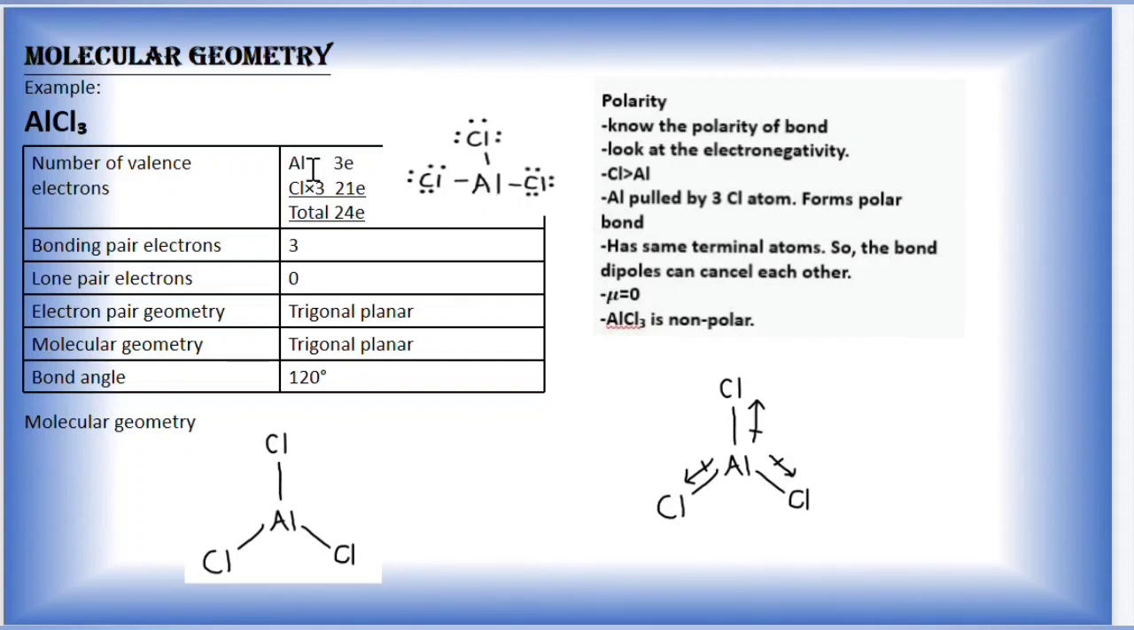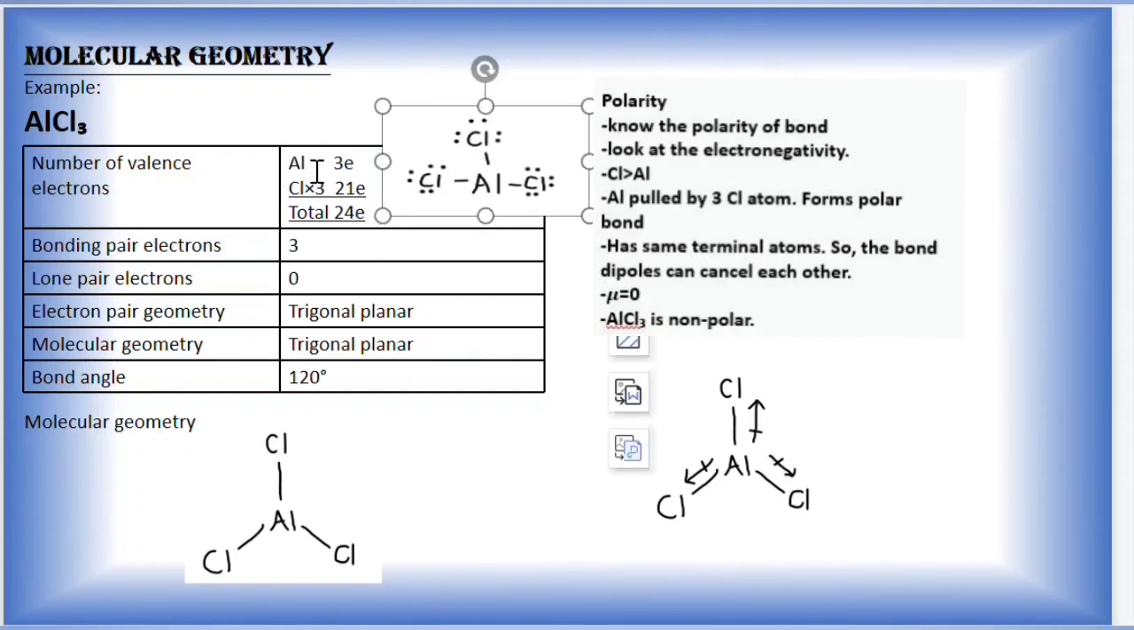Okay, first of all, you need to draw a table that contains the number of valence electrons, bonding pair electrons, lone pair electrons, electron pair geometry, molecular geometry, and also bond angles. To draw the Lewis structure, you need to know the valence electrons of each atom. For Al, we get 3 electrons, while for Cl, times 3 atoms, we get 21 electrons. So the total will be 24 electrons.